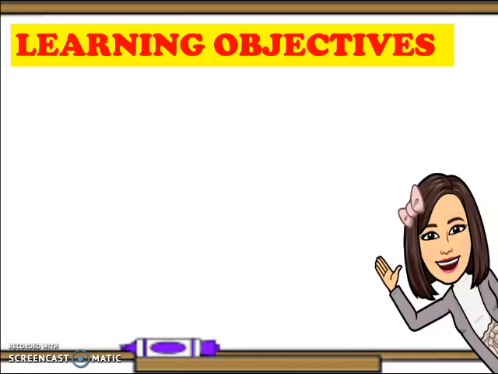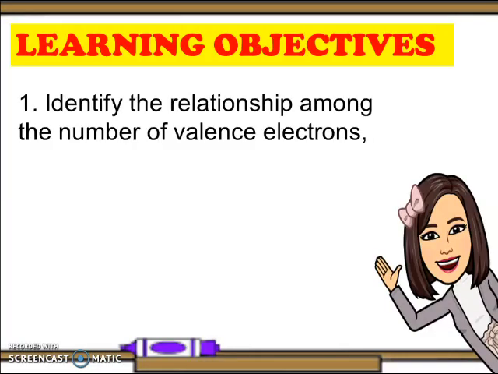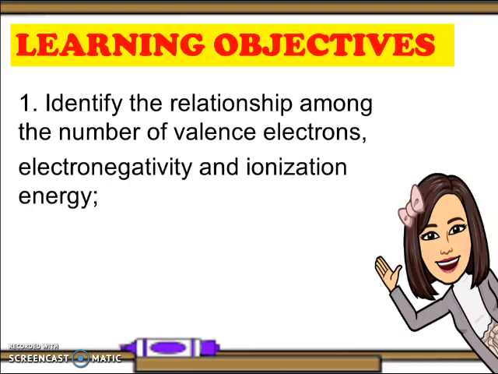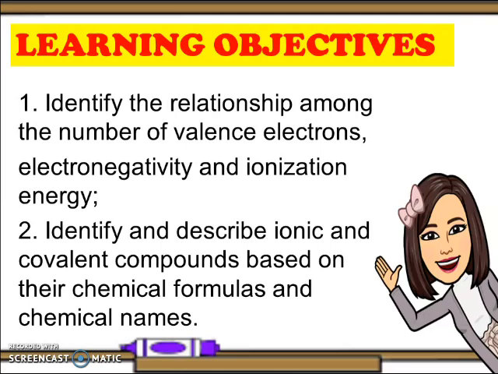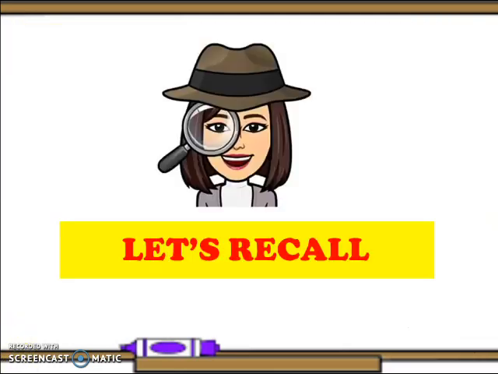In today's lesson, you should be able to identify the relationship among the number of valence electrons, electronegativity, and ionization energy, and identify and describe ionic and covalent compounds based on their chemical formula and chemical names. In this part of the lesson, let's try to find out what you have learned on the previous topic that will help you understand chemical bonding.